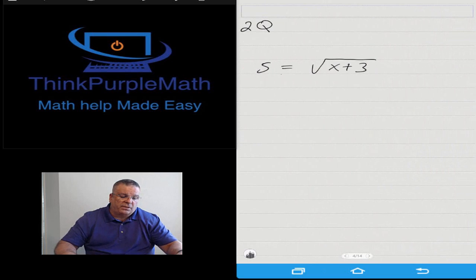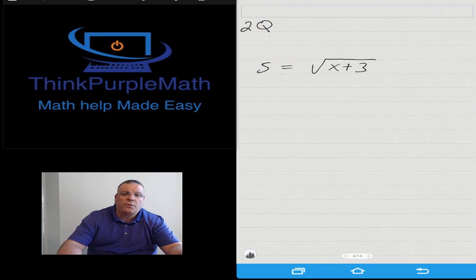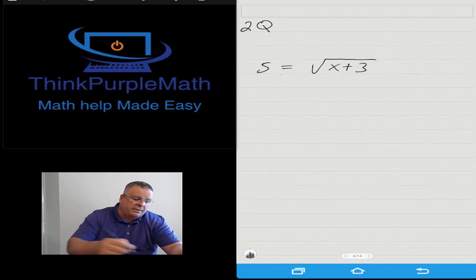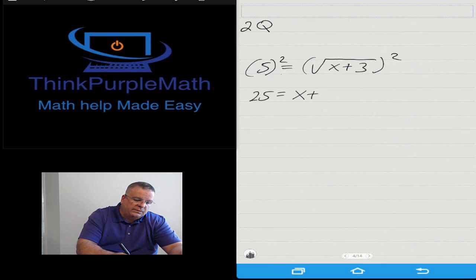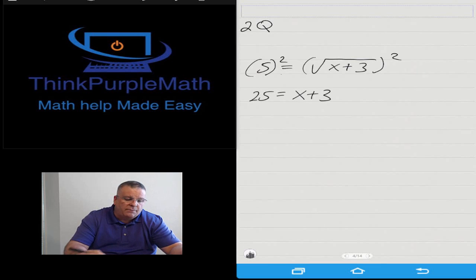Problem number 2. Similar problem. Now the square root is on the right. The process really doesn't change. Is the square root or the radical isolated? In fact, it is. So we can now go to step 2, which is to square it. 5 to the second power is 25. If you square a square root, you get what's inside. It undoes it; it's the inverse of the square root.